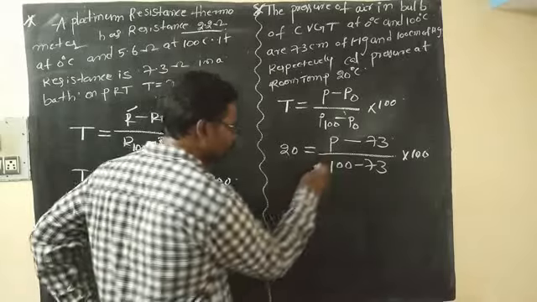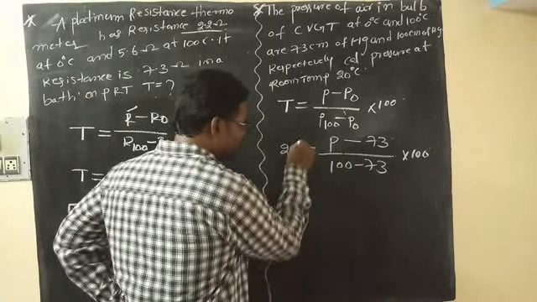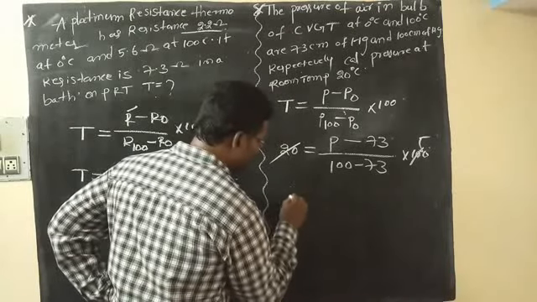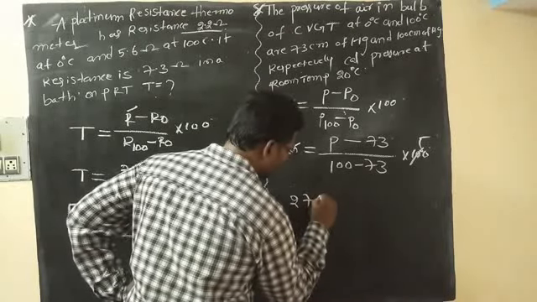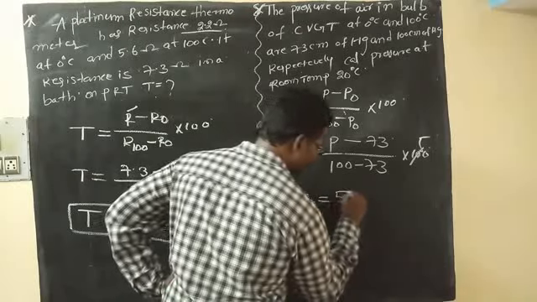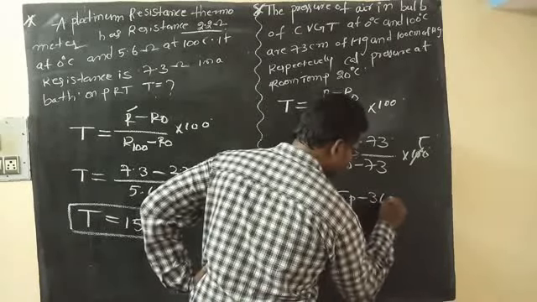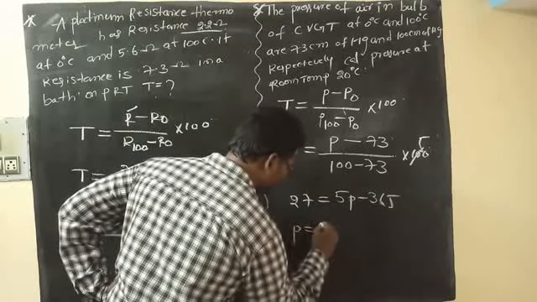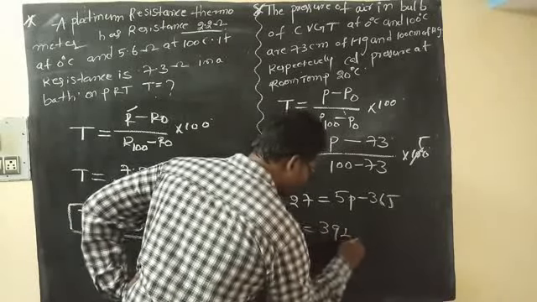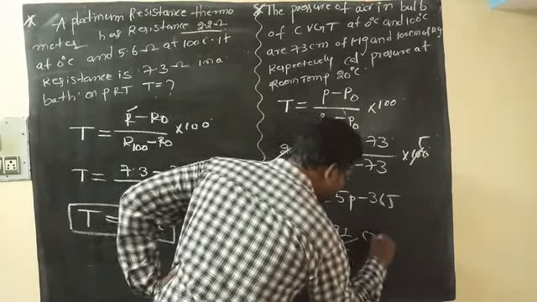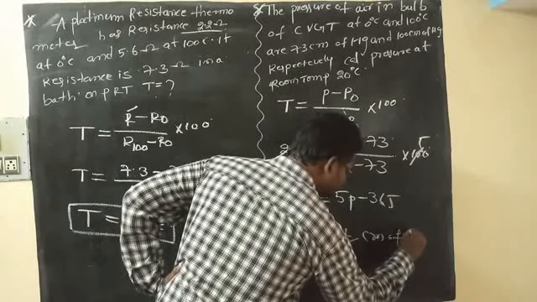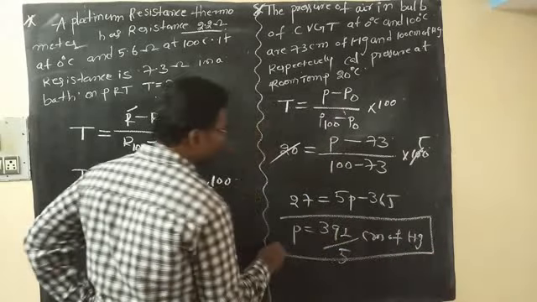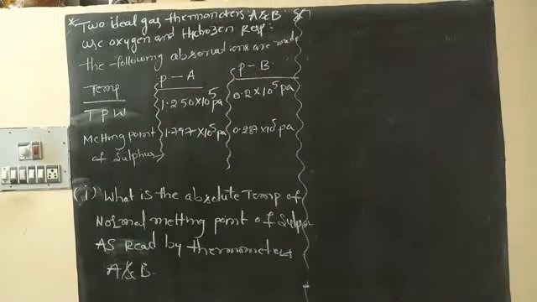Now based on this, 20 and 5, so now we are able to write 27 is equal to 5P minus 365. Based on this we are able to write P is equal to 392 by 5 centimeters of mercury. This is the pressure at a temperature of 20 degrees.